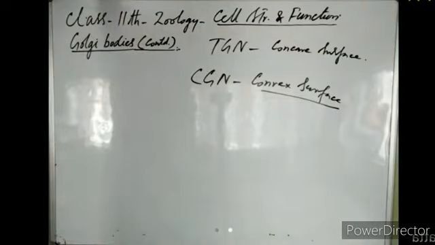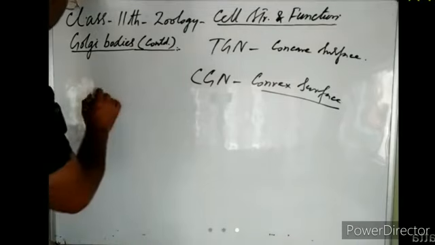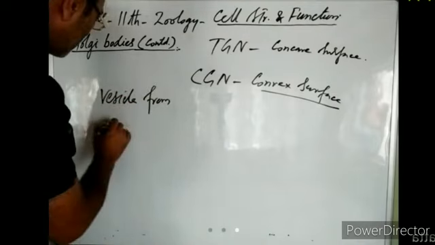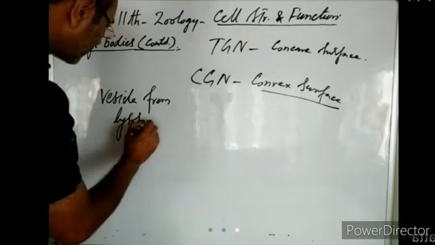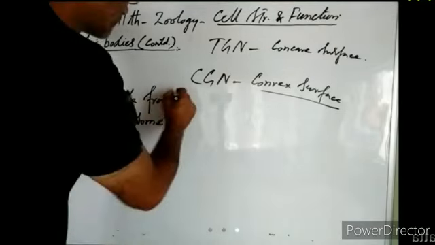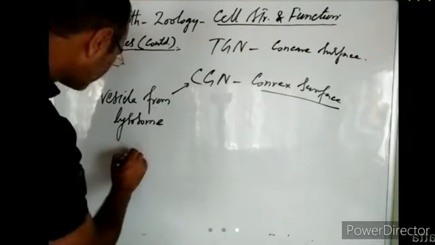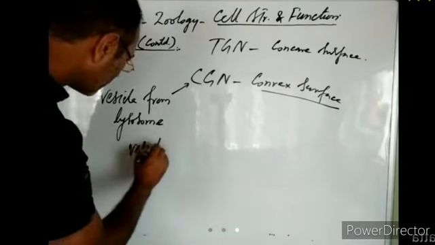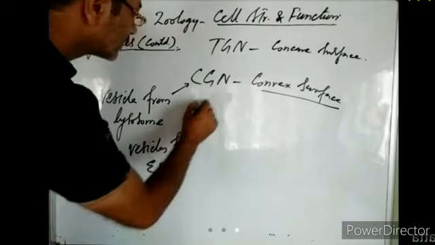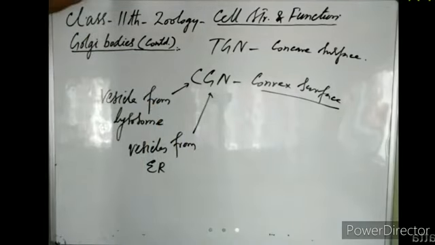So on CGN, the cisternal Golgi network, fluid-filled vesicles from lysosomes, or lysosomal vesicles, join with the cisternal Golgi network, as do vesicles from the endoplasmic reticulum. They join the Golgi body on the cisternal Golgi network, on the cis face of the Golgi body.